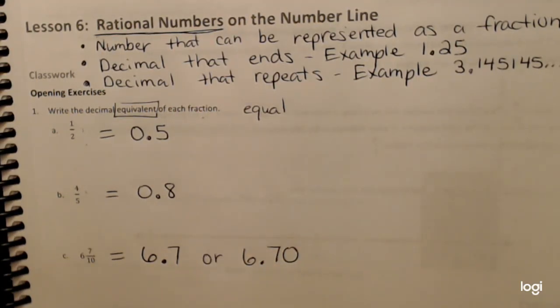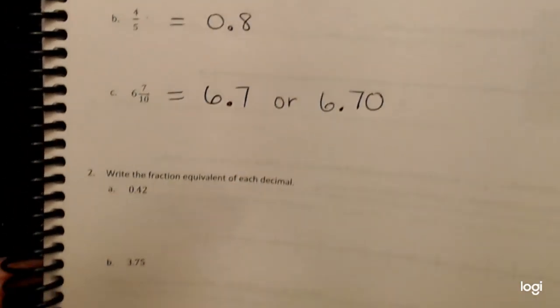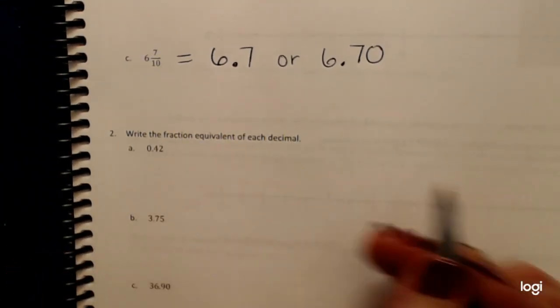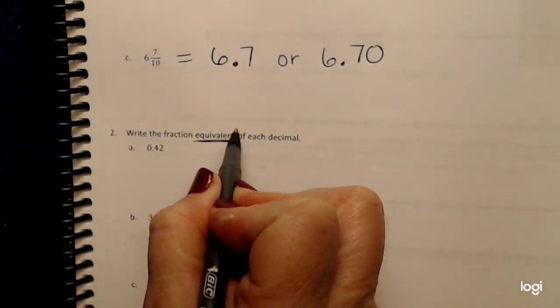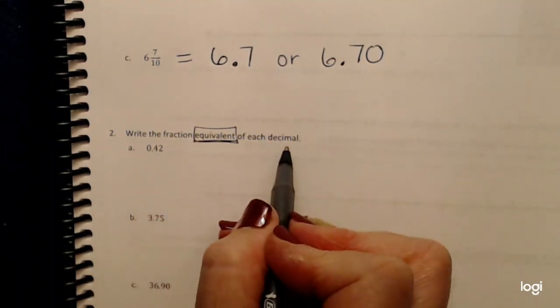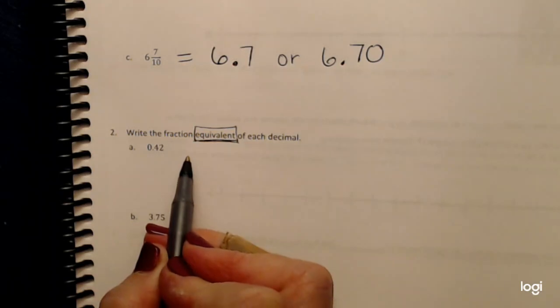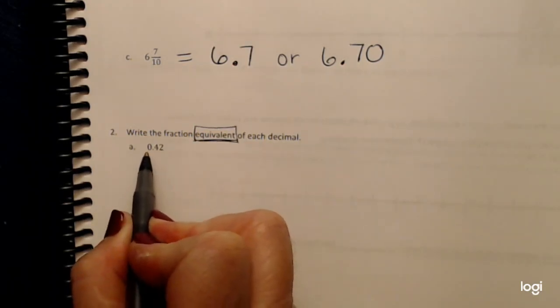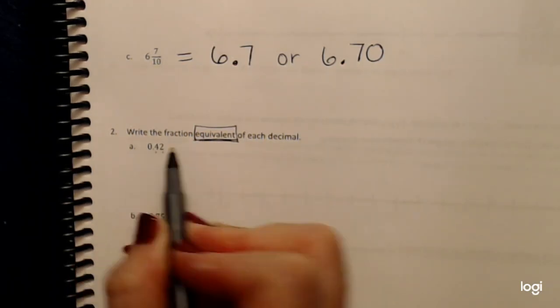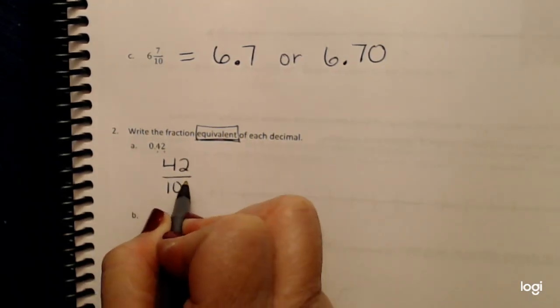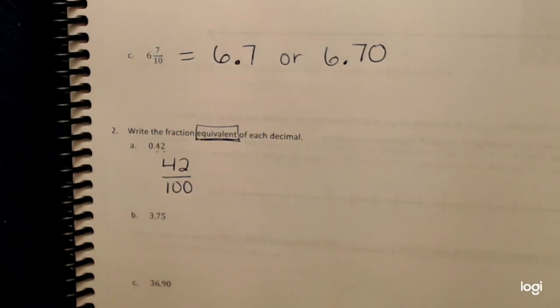Now we're going to scoot down and look at decimals, and we're going to do the same thing. This time we're going to take our decimals and change them to an equivalent fraction. And remember that equivalent means equal. So if I had to change this to a fraction, if I read this, this is 0 and 42 hundredths. So 42 hundredths would be written like this as a fraction.